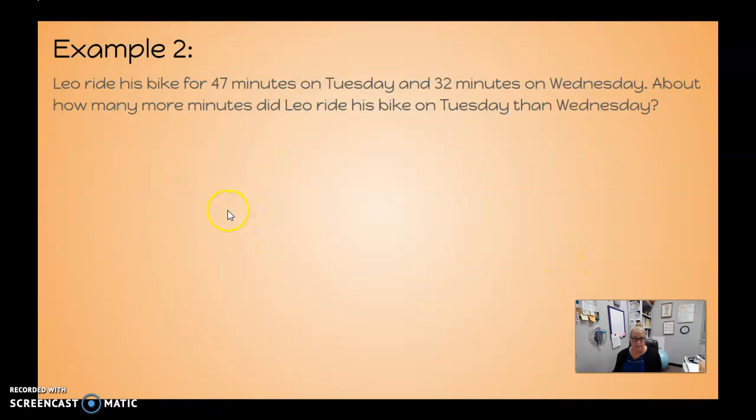Here's my second example. This says that Leo rides his bike for 47 minutes on Tuesday and 32 minutes on Wednesday. About how many more minutes did Leo ride his bike on Tuesday than Wednesday? So let's look at the problem one more time and let's actually highlight important information. So let's read it again. Leo rides his bike for 47 minutes on Tuesday and 32 minutes on Wednesday. About how many more minutes did Leo ride his bike on Tuesday than Wednesday?